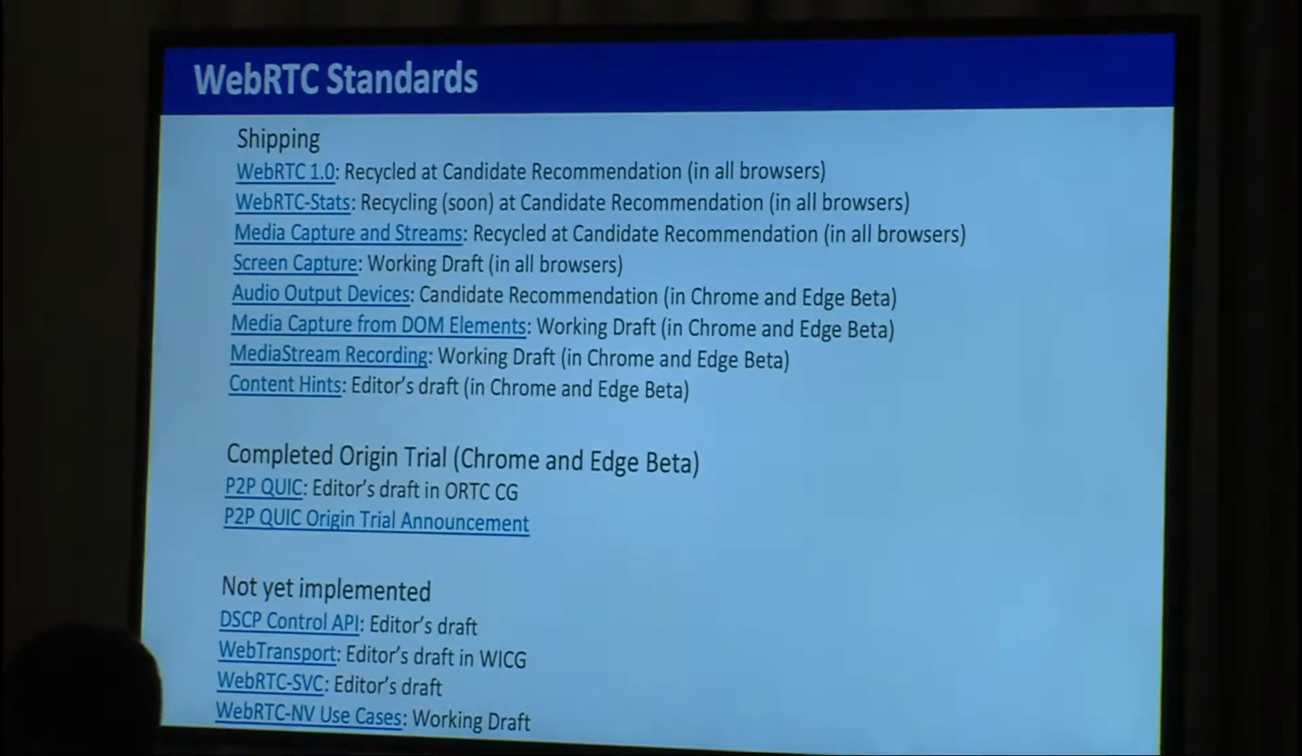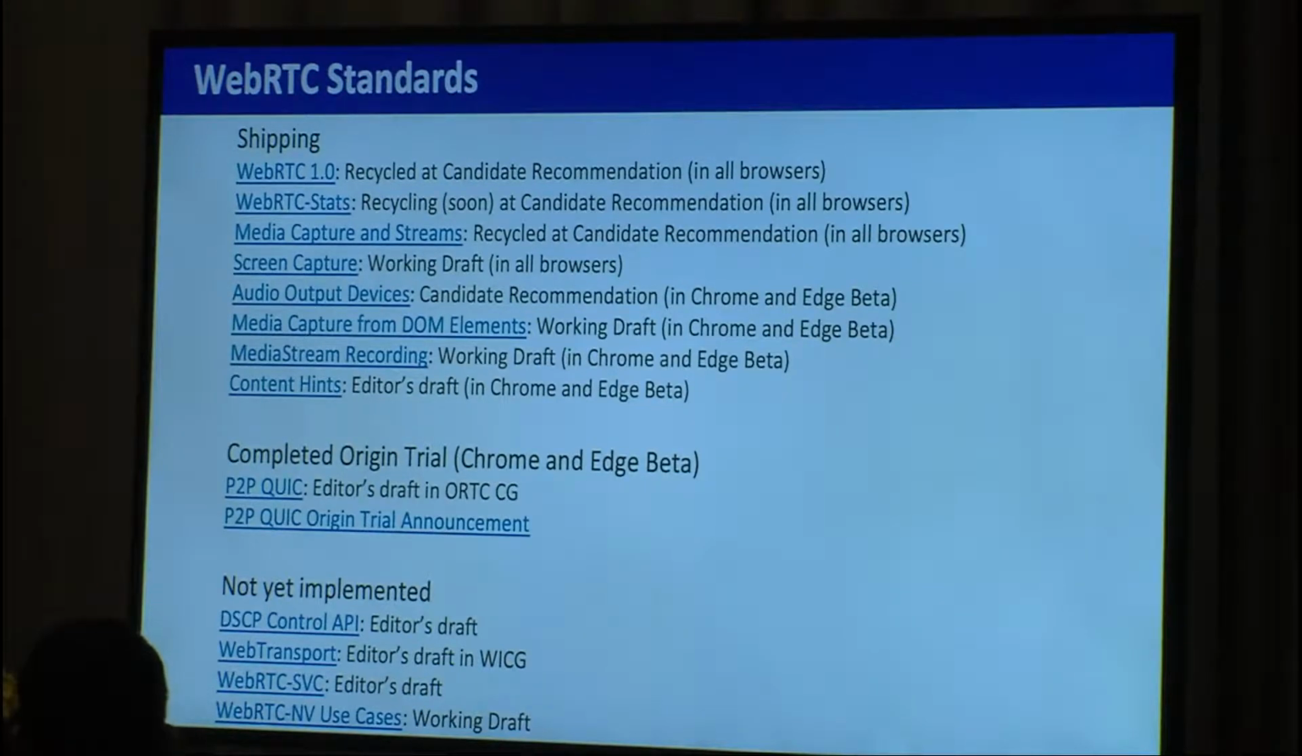And then a few other things like media capture from DOM elements, media stream recording, which does have some significant issues left and is only a working draft at this point. So there is significant work to do there. And then content hints, which is an editor's draft in Chrome and Edge Beta, and I'll be talking about that. That one is particularly important going forward, and I'll describe why.